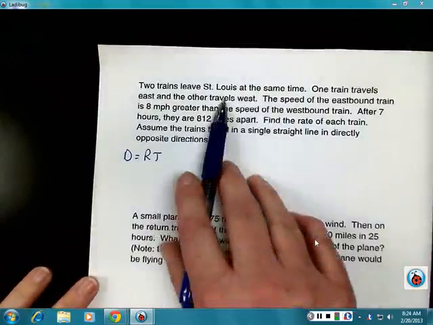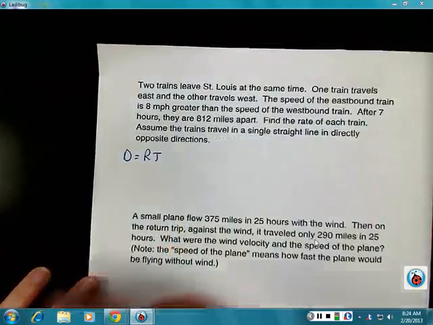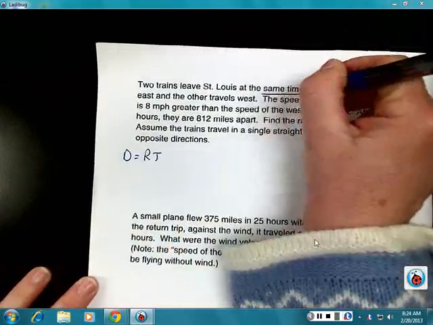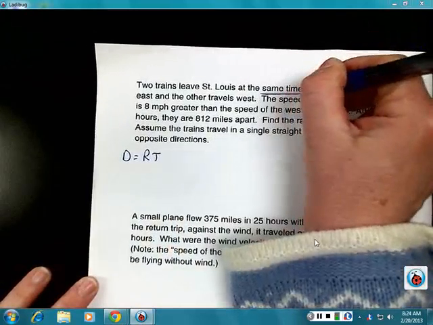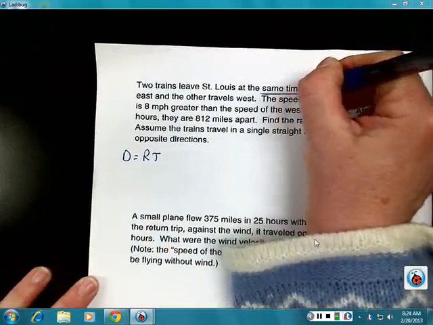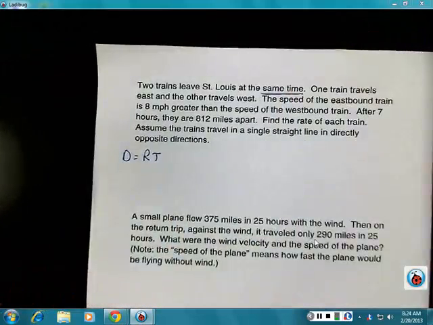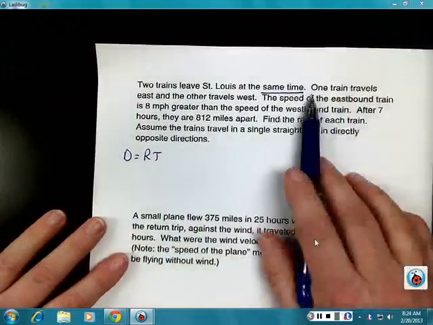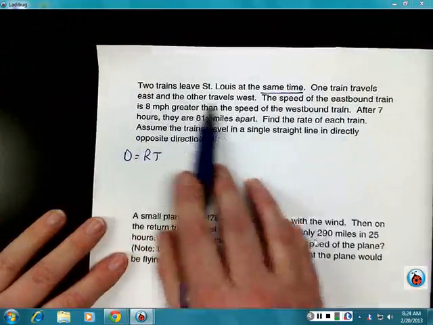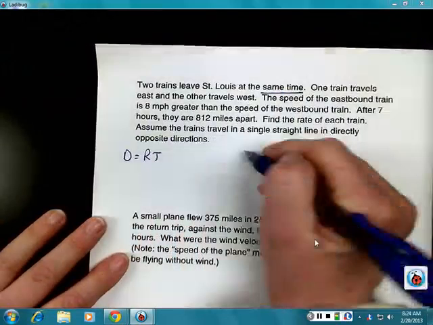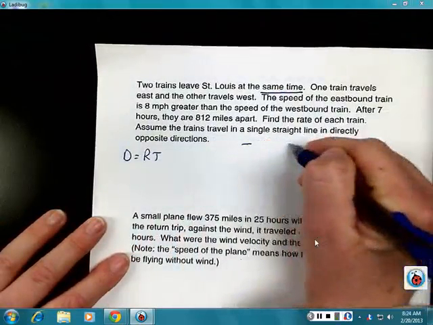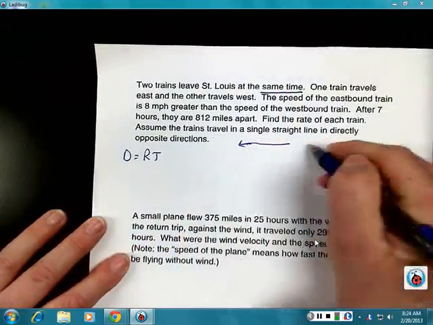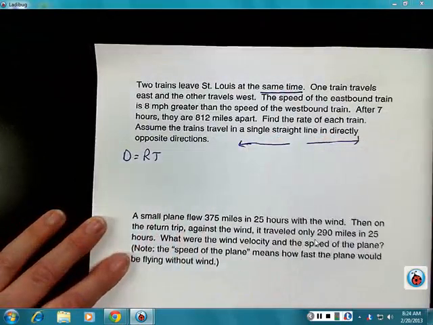2 trains leave St. Louis at the same time. That's a big clue in here. Brooke, you had that one that we just got done doing that had same time in there. The same time means they're leaving at the exact same time. One train travels east and the other travels west. So if I looked at my 2 trains, they're leaving the stations, one's going this way and one's going that way. Sometimes drawing helps you out too.